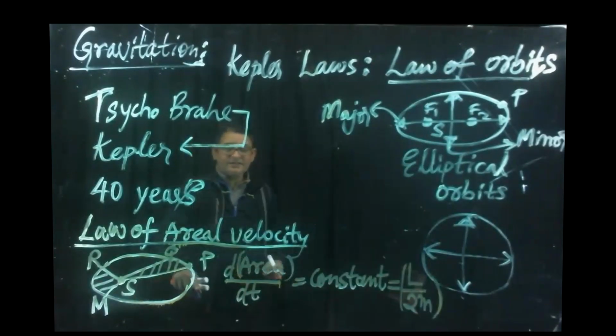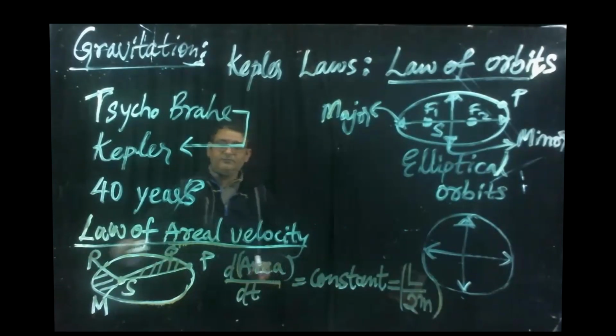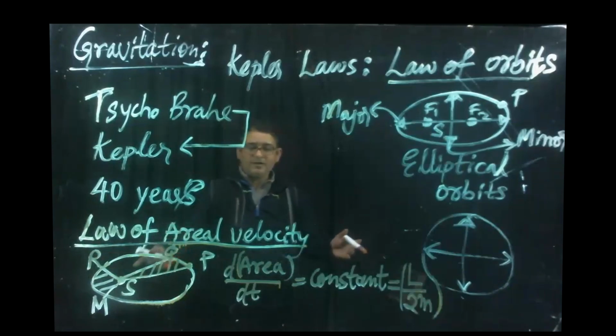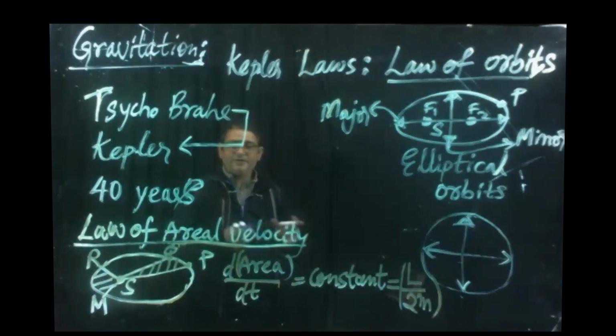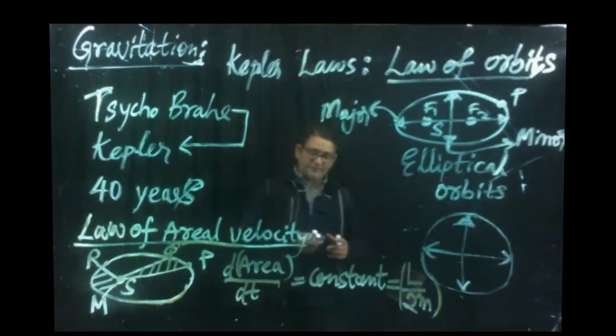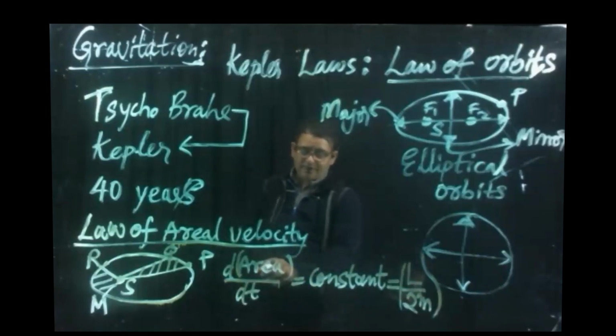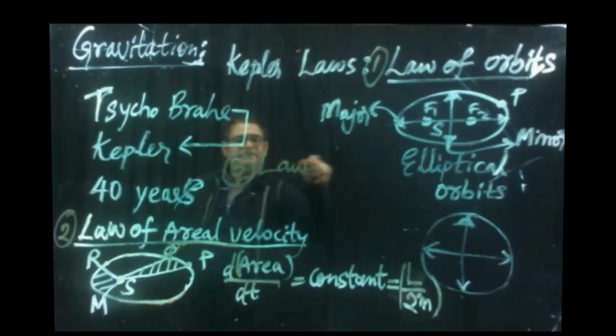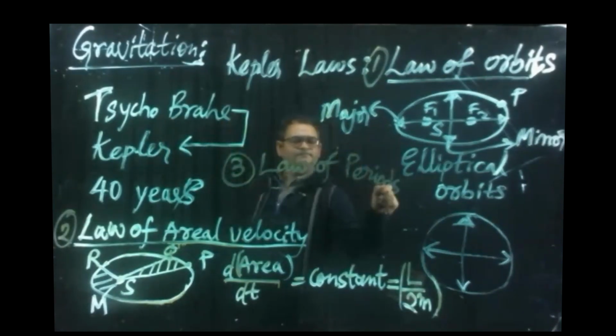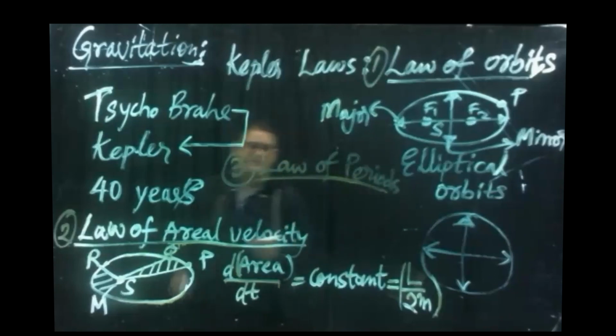If something is in elliptical orbit or any circular orbit, there is no external force, then the angular momentum should be conserved. This is the only thing we will use from rotational mechanics. Since angular momentum is conserved, the area swept per unit time is fixed. The third law is the law of periods. Okay, what does the law of periods say?